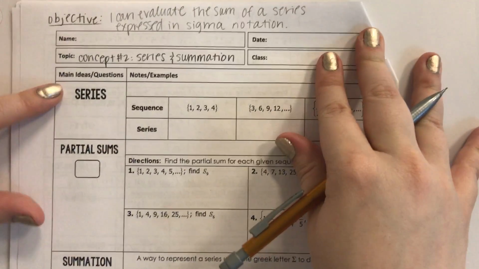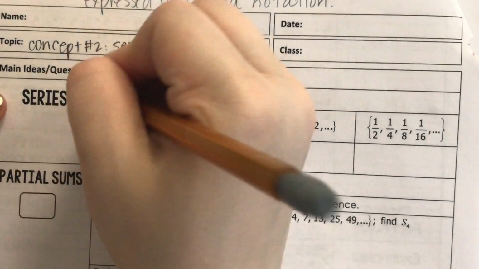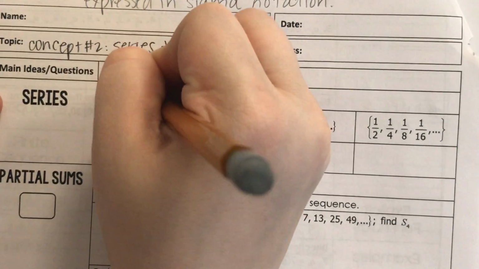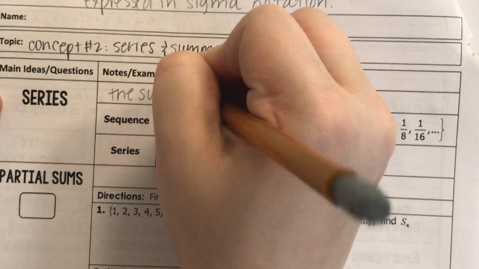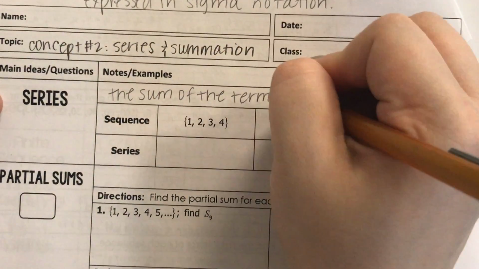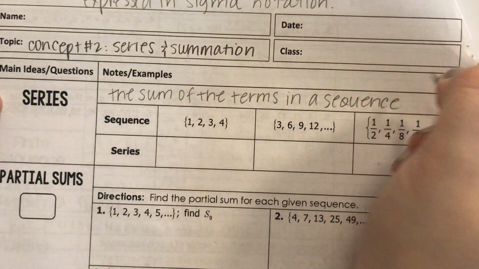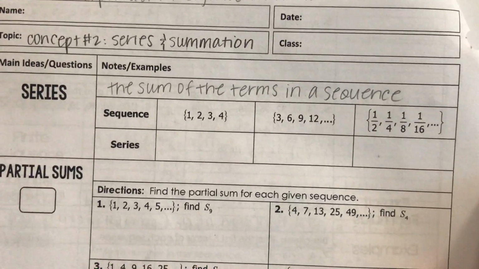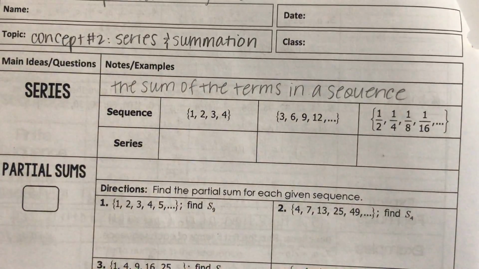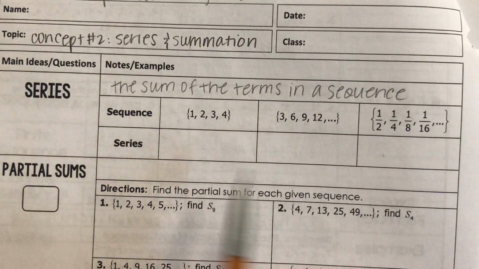Okay, so a series is, let me zoom in a little bit, the sum of the terms in a sequence. So basically we've learned about what a sequence is. Now a series is you're just adding those terms together. That's all it is. Okay, so we're given some examples of sequences here, and we're going to find the series.